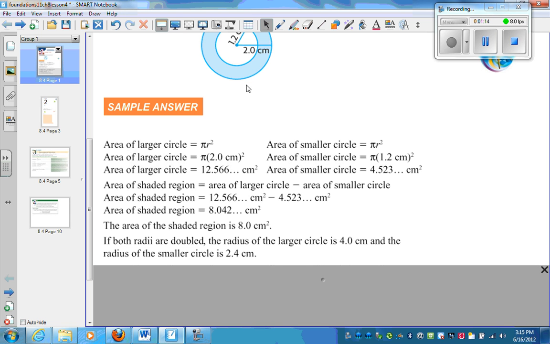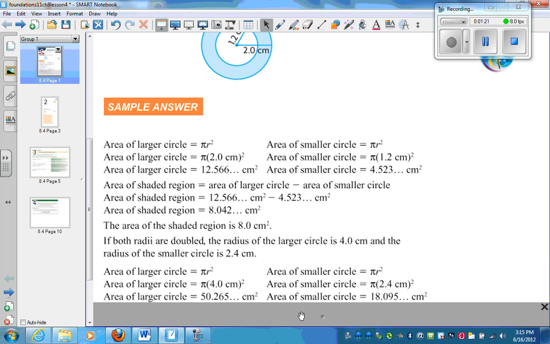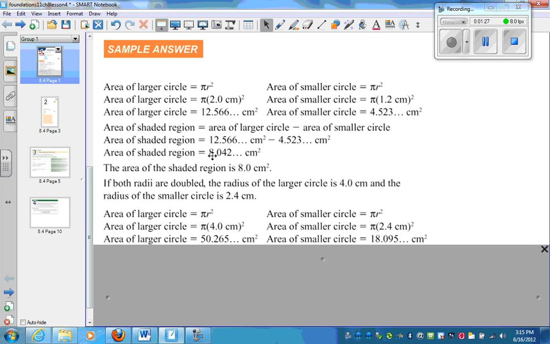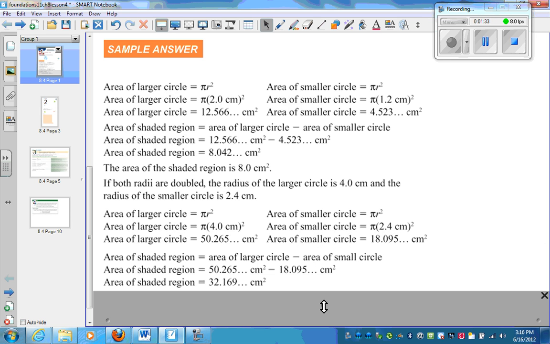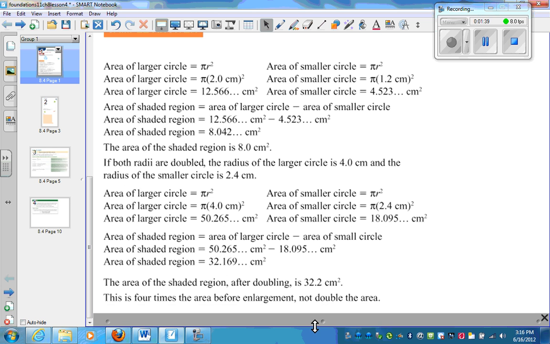Now what I'm going to do is double. That means my outer is going to be 4 and my inner is going to be 2.4. So watch this, I'm going to go through those calculations. The area of the larger is 50. The area of the smaller is 18. I subtract them and I should get twice as much as 8. Maybe I get 16? Wait a second. 50 minus 18, there's no way that's 16. That's actually 32. Interesting. So this is 4 times as big, not double.